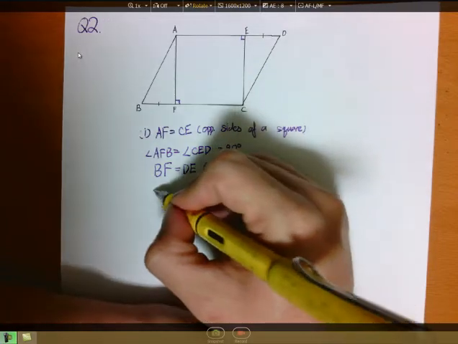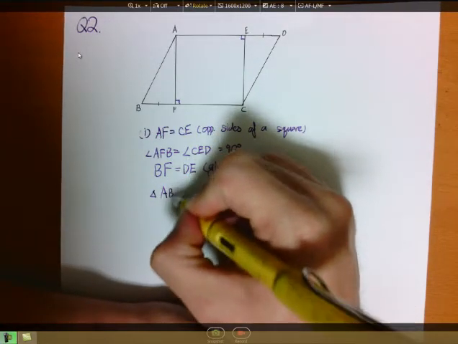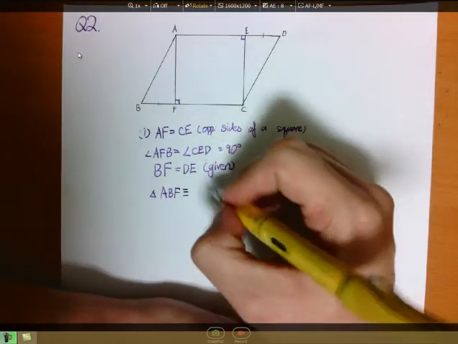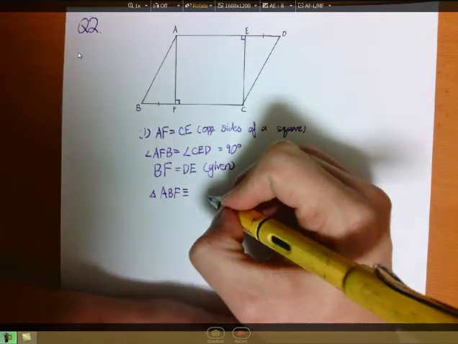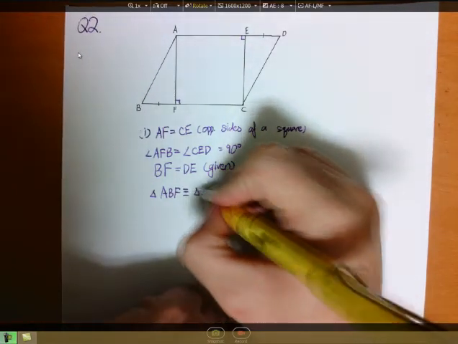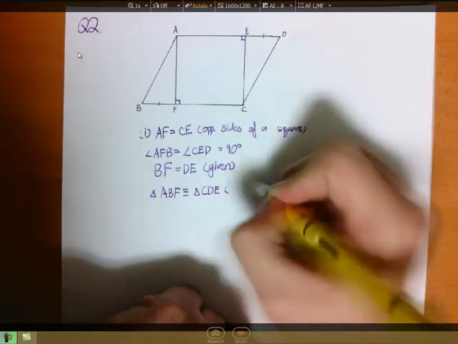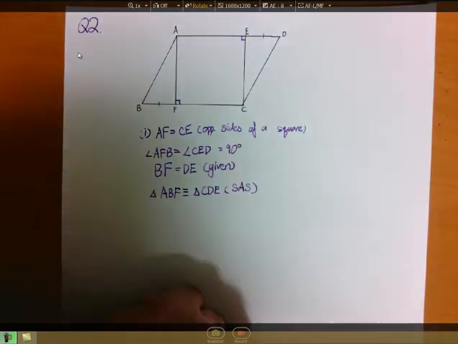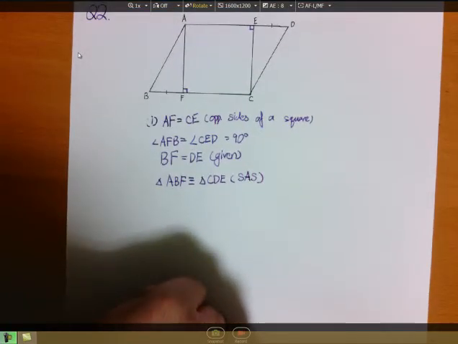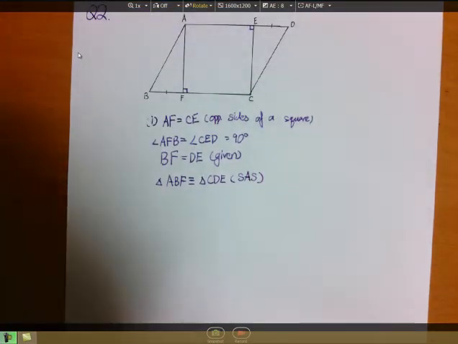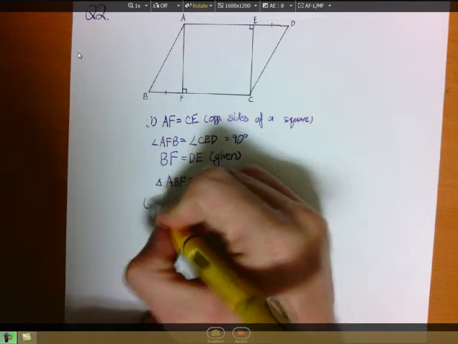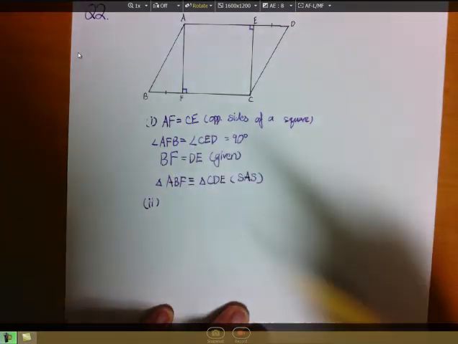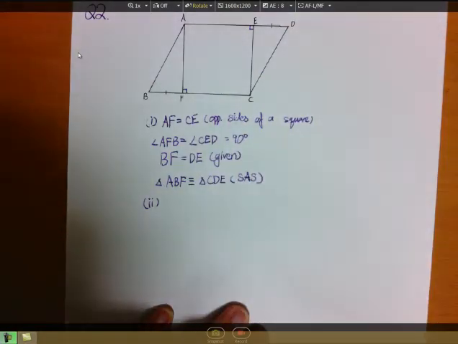Hence, I can conclude that triangle ABF is congruent to triangle CDE, and the reason for this is side, angle, side congruency. So quite easily done. Now, part 2. Part 2 would like us to prove that ABCD is a parallelogram.